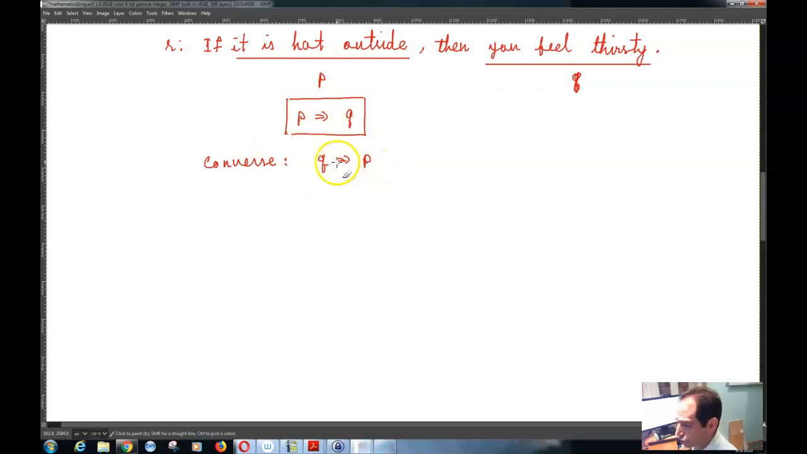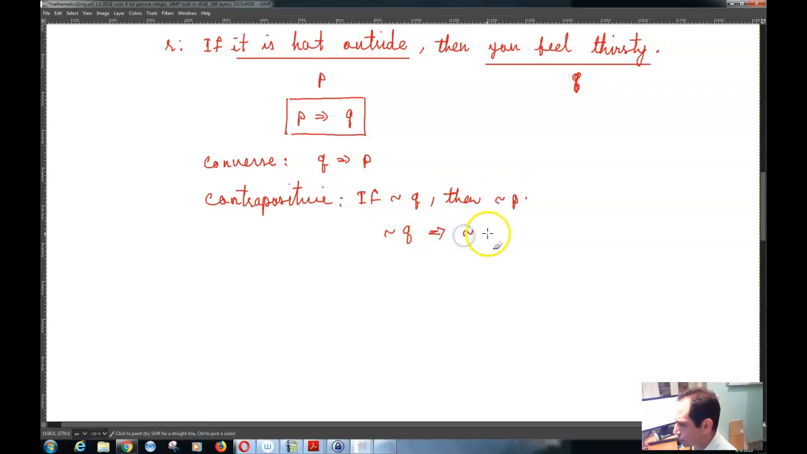The contrapositive of this statement is if not Q, then not P. Meaning that not Q implies not P. Okay, so what that means is that the converse would be Q then P: if you feel thirsty, then it's hot outside, and the contrapositive is if you don't feel thirsty, then it's not hot outside. That was question number 2.